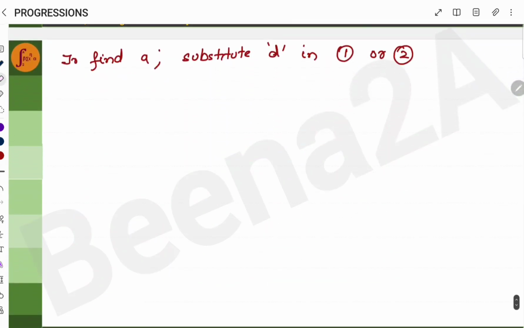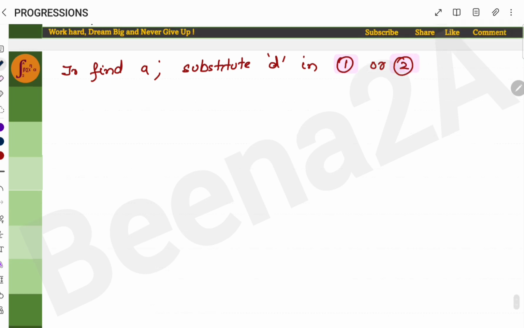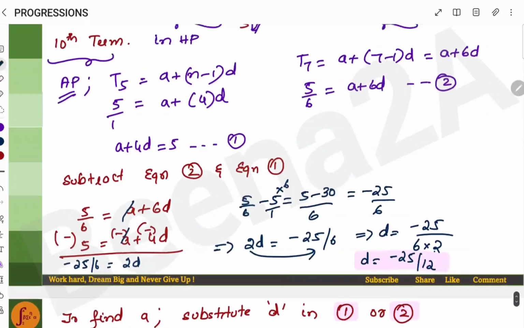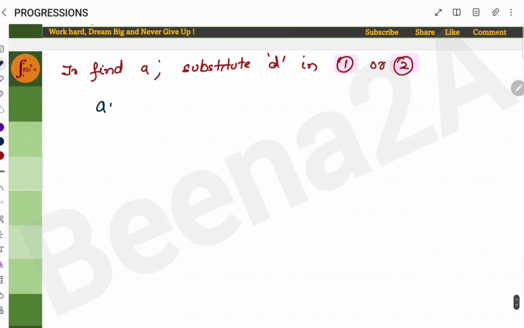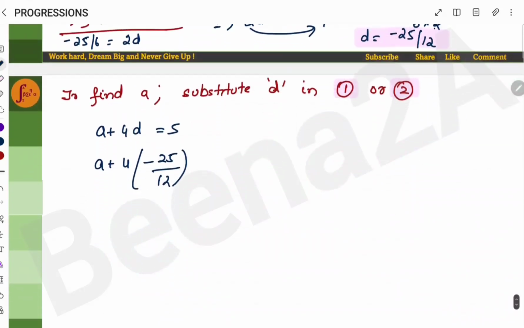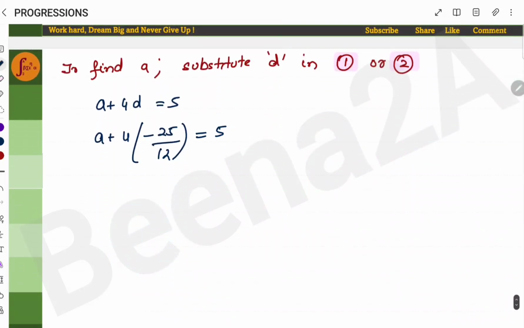Now we need to find a. So we substitute d in equation 1 or 2. Let's take one equation. I'll take equation 1, which is a plus 4d is 5. A plus 4d is 5. And d is minus 25 by 12, which is equal to 5.